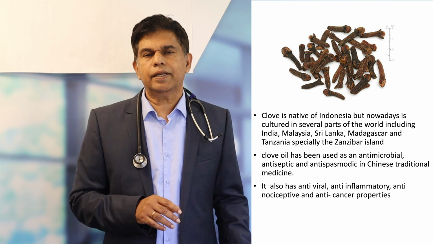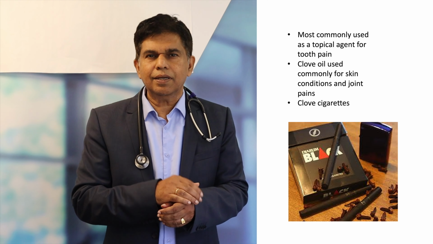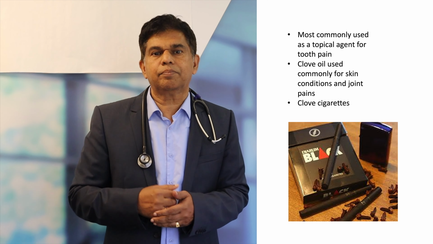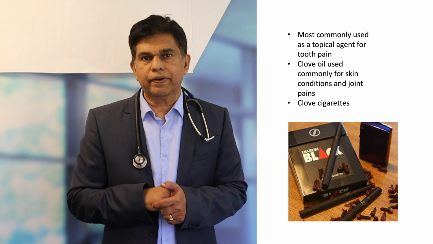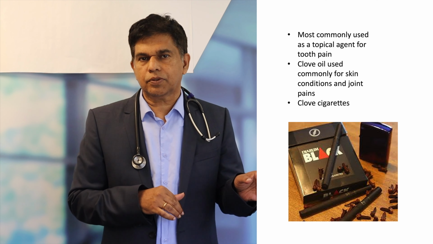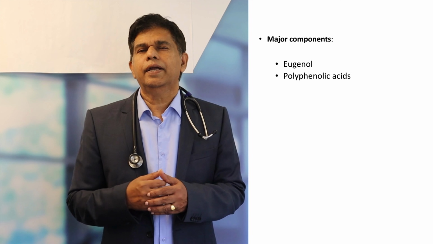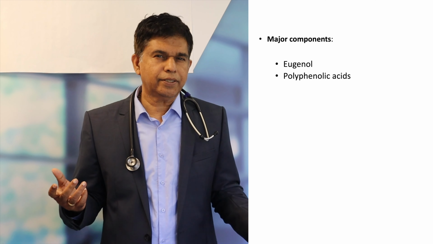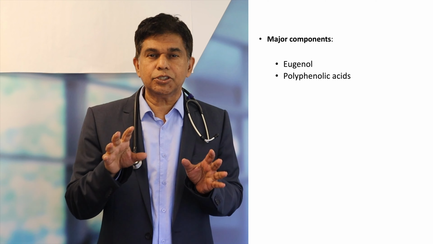Now, how do people use clove? They use it as an oil, and they put it on the joints, on the skin. Usually for toothache, a lot of people use this. And people also smoke clove cigarettes. A lot of usage of clove cigarettes, okay? So the main component is eugenol, and it also has polyphenolic acid. Those are the main components. It's good to know what the components are. Mainly the complications are because of this compound called eugenol.